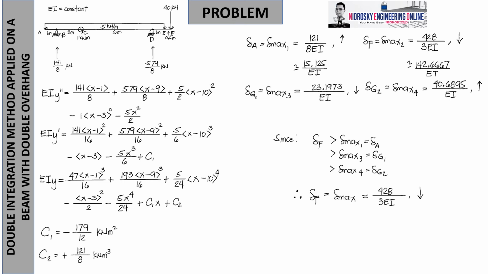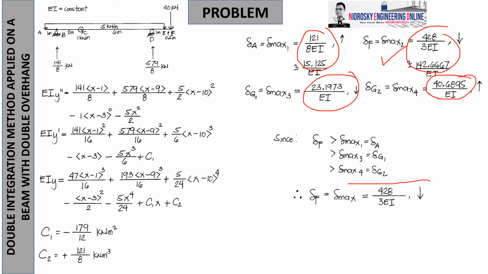Since delta F, if you compare these 4 values, okay, there are 4 to compare, dapat tatlo lang, ano? Naging 4 kasi nagkaroon ng double curve sa span. Okay, so therefore, obviously speaking, delta F is the delta maximum kasi mas malaki, 142.67 sa lahat. So therefore, we will accept as the true maximum deflection 428 over 3EI, it goes down. Kasi delta F is more than the 3 values of delta max candidates. So there should be only one maximum deflection within the span.